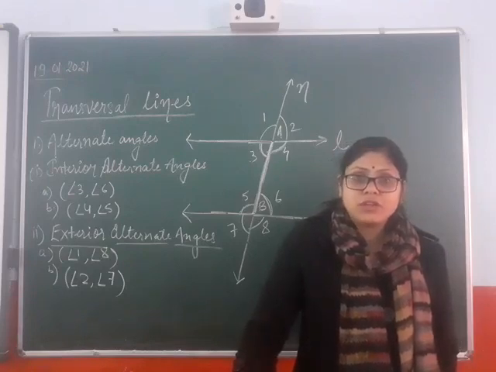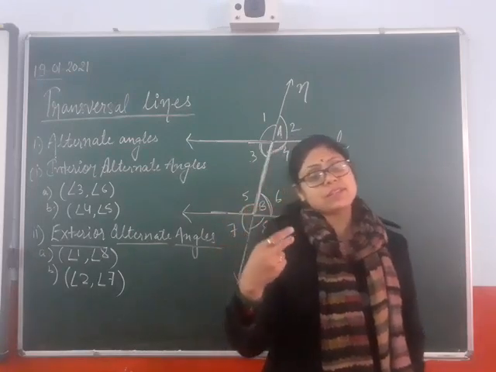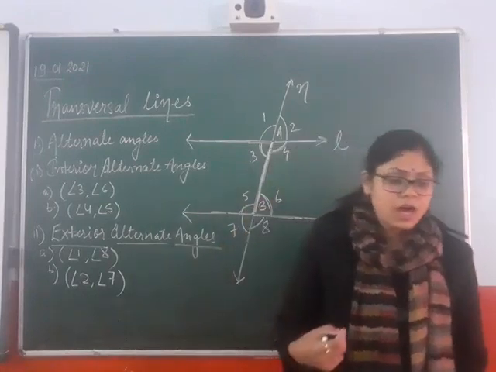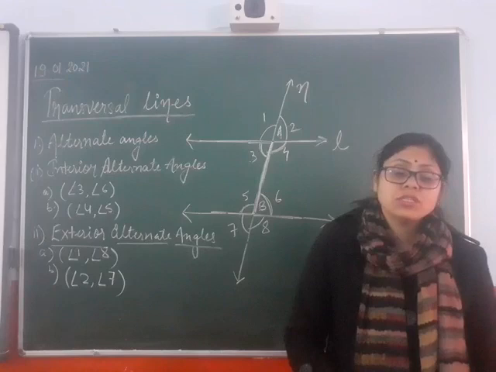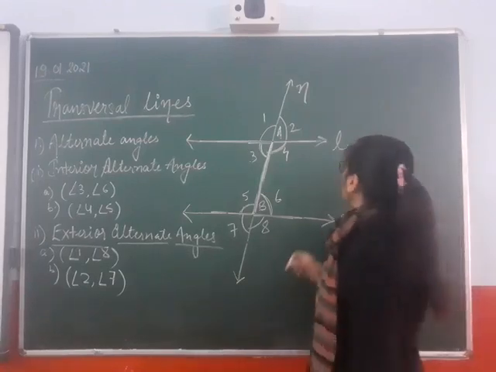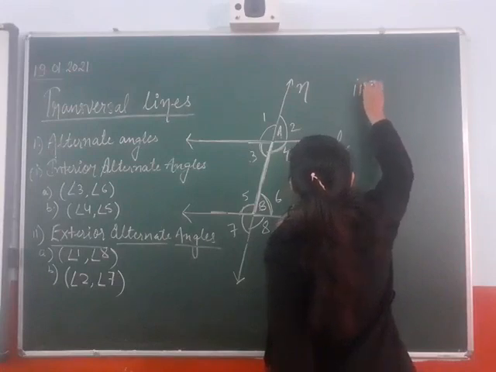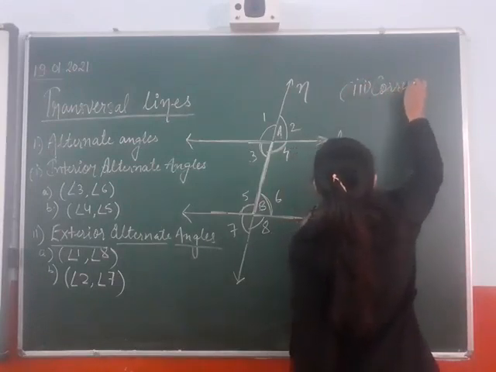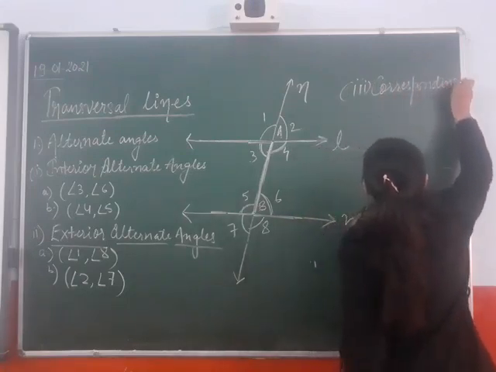Then you will mention. The first one is alternate. In alternate also two cases are there, that is interior alternate and exterior alternate. Clear? Now come to the second one, corresponding angles. What are the corresponding angles? So I am writing here. Corresponding angles.